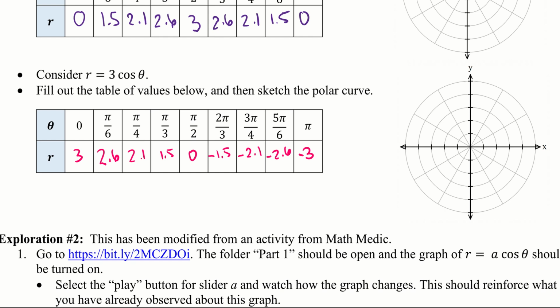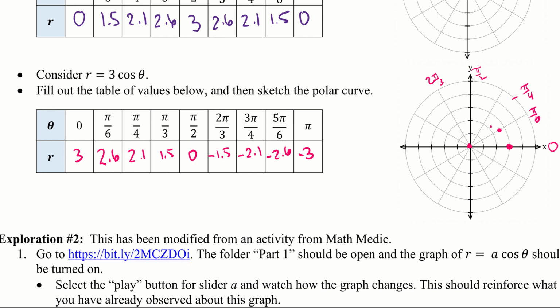If we're looking at the 0 radians angle right here, we're going to go 3 units out for the radius. In the direction of pi over 6, we will go 2.6 units, so a little bit more than 2.5. Pi over 4 is right here. In that direction, go out 2.1 units. At pi over 2, I will go out no units, so I'll go back down to 0. And now in the direction of 2 pi over 3, I'm going to go -1.5 units.